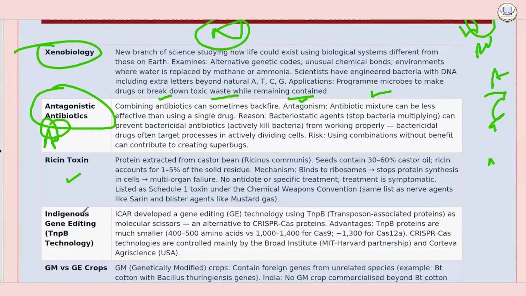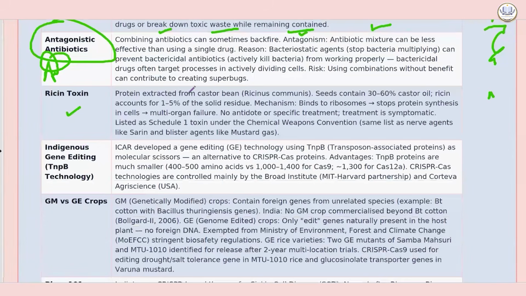Then you have ricin toxin, a protein extracted from the castor bean. Seeds contain 30 to 60% castor oil. Ricin accounts for 1 to 5% of the solid residue. Mechanism: it binds to the ribosome and stops protein synthesis in cells, causing multi-organ failure. There is no antidote or specific treatment; treatment is symptomatic. It is listed as a Schedule 1 toxin under the Chemical Weapons Convention, the same list as nerve agents like sarin, and blister agents like mustard gas.